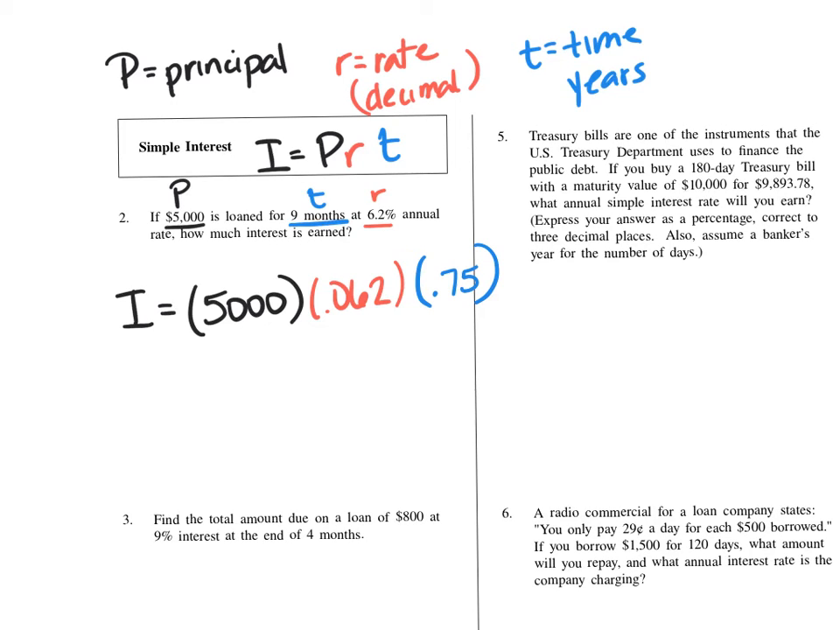So this becomes a calculator problem. We just multiply things now. If you multiply these numbers together, you get 5,000 times 0.062 times 0.75, and I get an interest. So there is $232.50 interest earned on that $5,000.